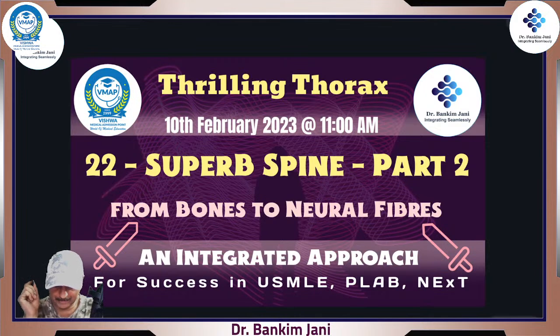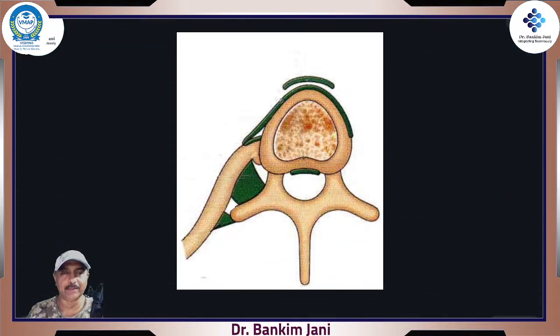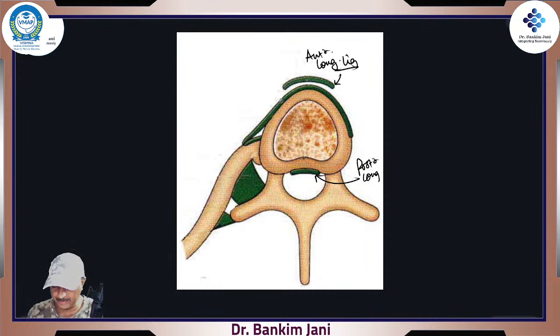So we'll start exactly from the point where we left last time. Today we'll be watching these structures plus more about the spine. Very quickly, this one is the anterior longitudinal ligament, and this one was the posterior longitudinal ligament. We'll actually watch them in the dissection part.